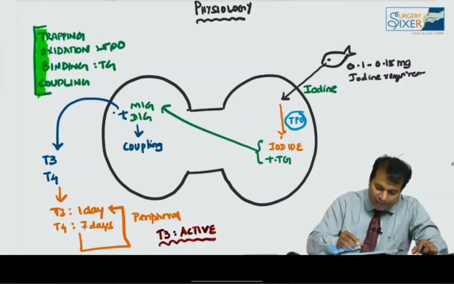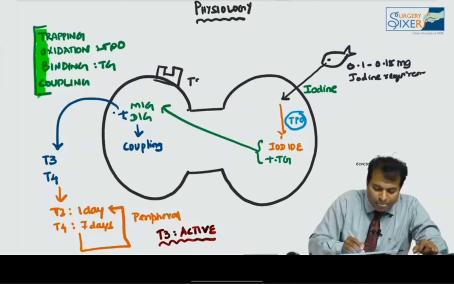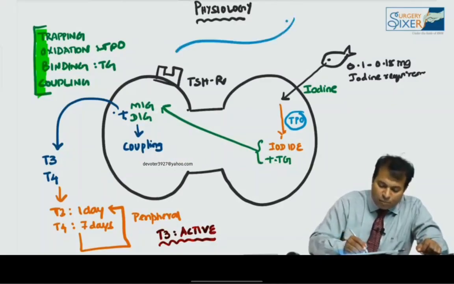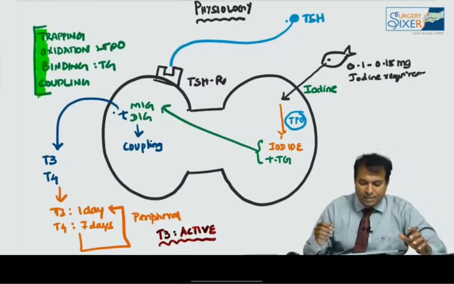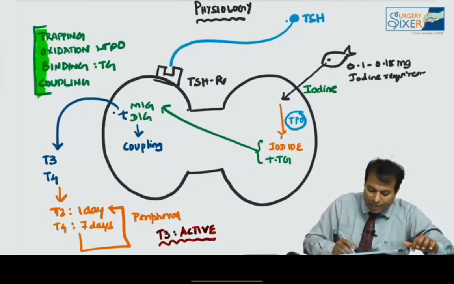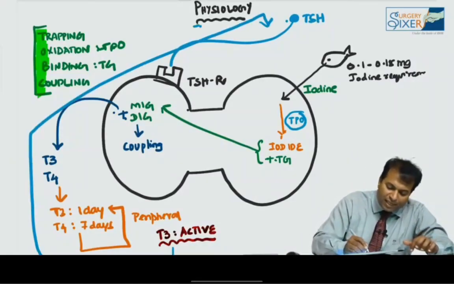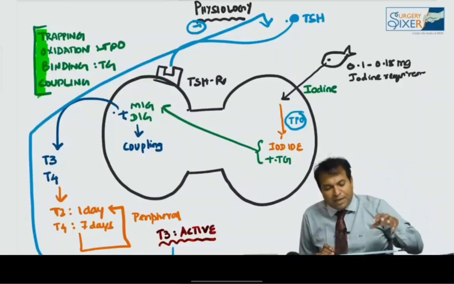This entire physiology is stimulated by a receptor sitting on the gland. It is known as TSH receptor. This receptor is stimulated by TSH coming from the pituitary. Once T3, T4 are released, they will produce feedback inhibition for TSH. So please remember, when T3, T4 is released into the circulation, they will produce TSH feedback inhibition.